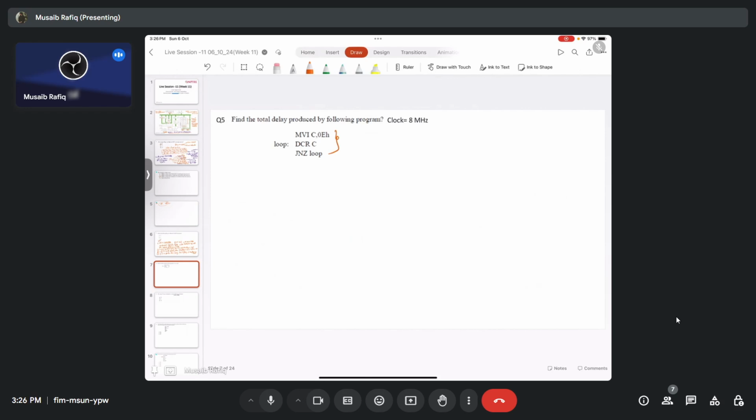Let's write the first line of the program, that is MVI C, 0E hex. So this is move immediate C, so the contents of C will be loaded with 0E hex. 0E hex is how much? It is 14 in decimal, right? Now this is the first instruction. Can anyone tell me how many T states this instruction takes?